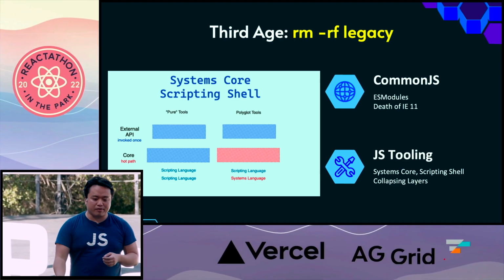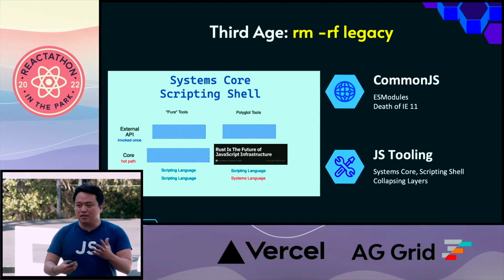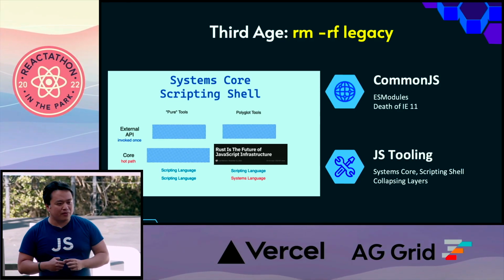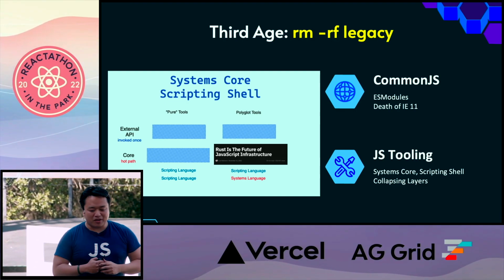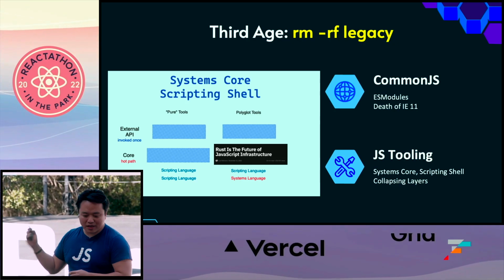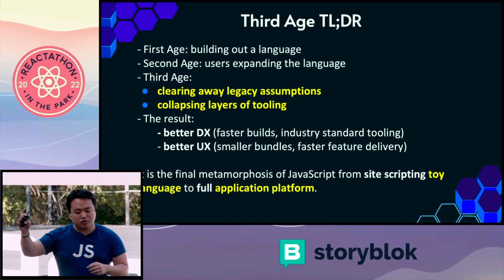Actually, I highly recommend this blog post by Lee Robinson, Rust is the Future of JavaScript Infrastructure, that lays out the Vercel Next.js perspective on this, which is pretty much what the future is going to be like. So you might as well read up on it because you have a peek into that view. TLDR, first age, building our language. Second age, users expanding the language.